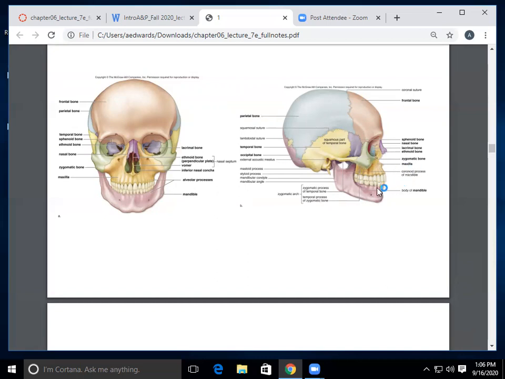Okay, another view. Nasal bone, maxilla, lacrimal bone, mandible. Down here it tells you this is the coronoid process of the mandible.